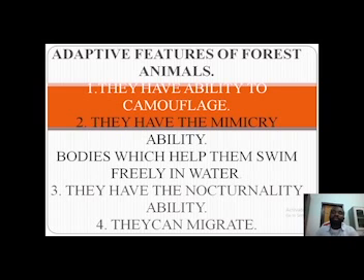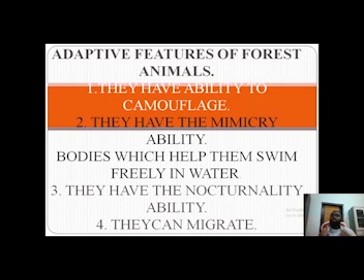Now let's mimic a goat. Meh, meh, meh. I'm mimicking a goat. Now let's mimic a cock. Kukuruku, kukuruku. Now, what are we trying to do? We are mimicking the animal. We are acting like the animal. We are behaving like the animal. So forest animals have the ability to act or to behave like another animal.